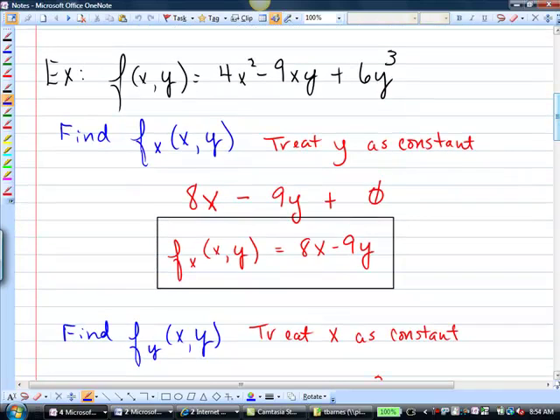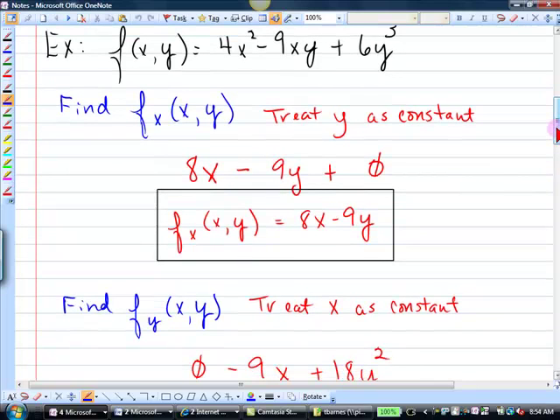All right, now let's find fy, which is the derivative with respect to y. And so x is going to be a constant. So if x is a constant, let's look up here at our original. What does 4x squared become? 0. And then we have minus 9xy, and if x is a constant, the derivative is just negative 9x.